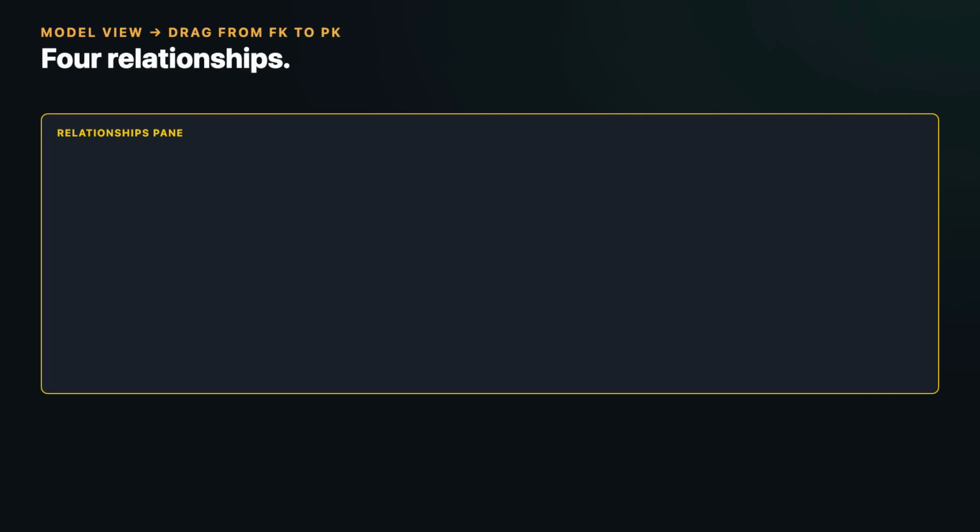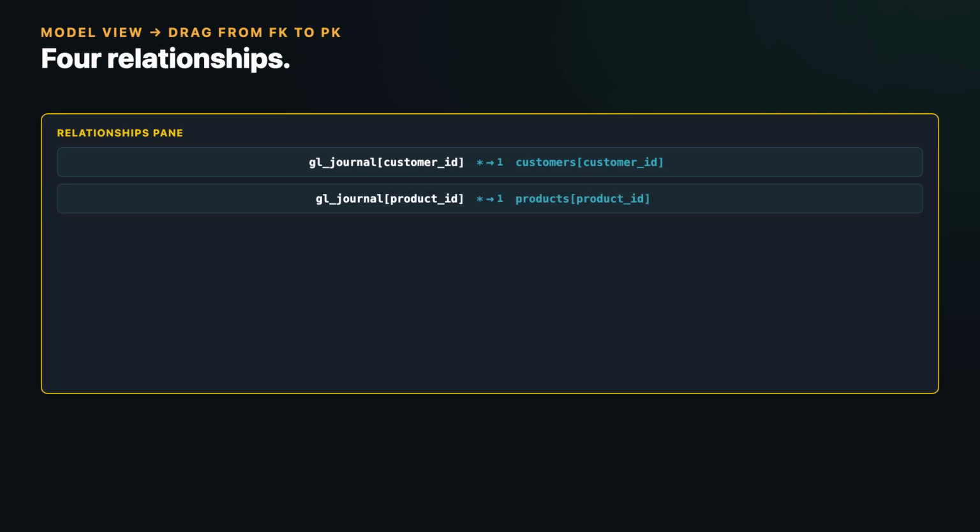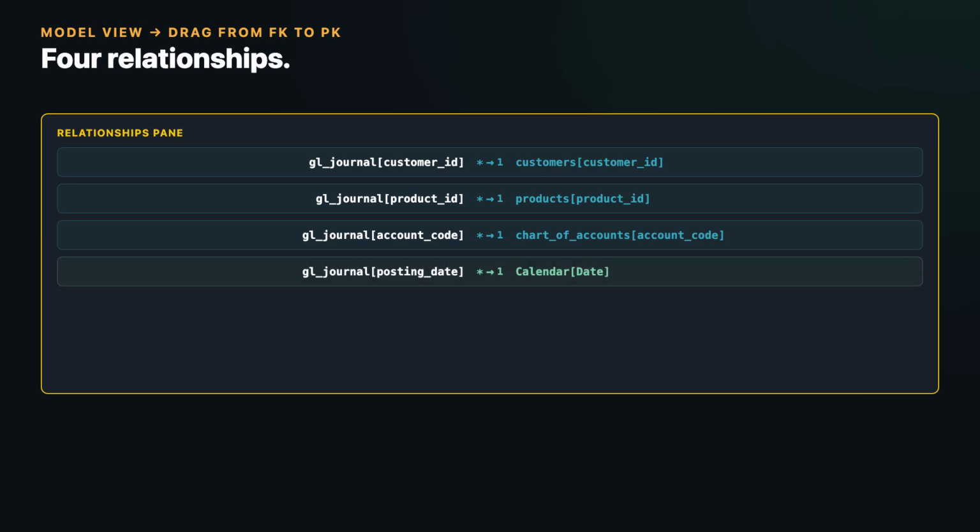Switch to Model View. Relationships are drawn by dragging from a foreign key on the fact side to the primary key on the dimension side. Customer ID on the journal joins customers. Product ID joins products. Account code joins the chart of accounts. And posting date joins the calendar table on its date column.